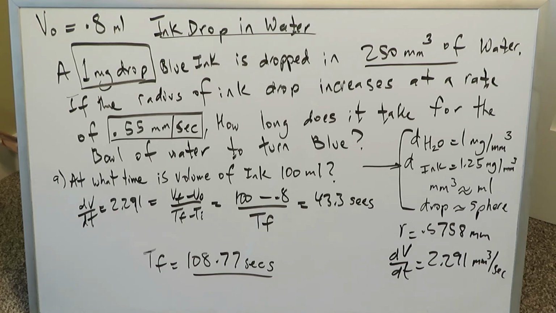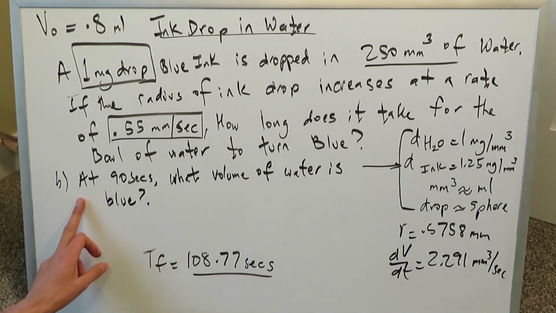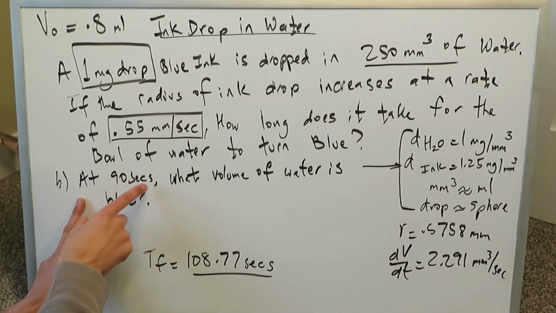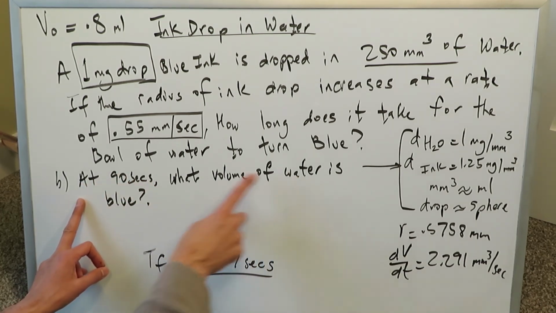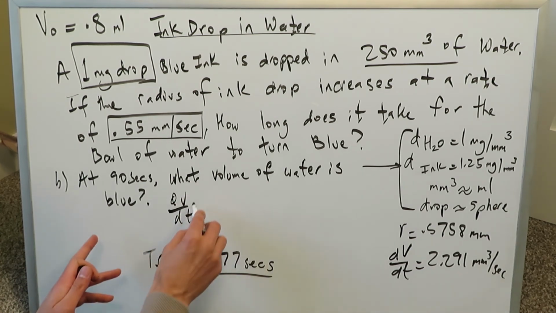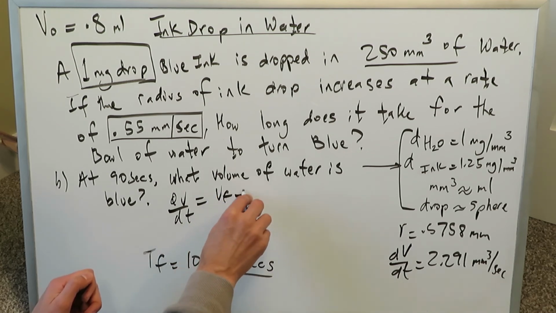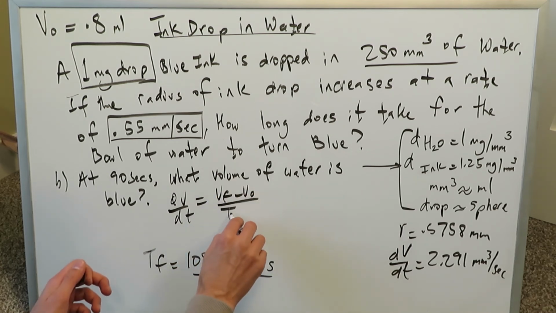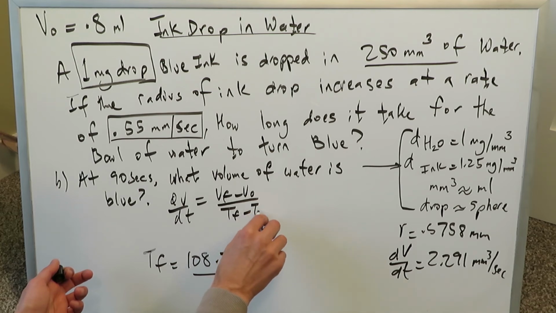We'll look at one more accessory question, and that'll be it for this video. Okay, accessory question B is: at 90 seconds, what volume of water has turned blue? It should not be too hard. Again, you're looking at everything with this basic equation. Change in volume over change in time is equal to your final volume minus initial volume divided by change in time, final time minus initial time.